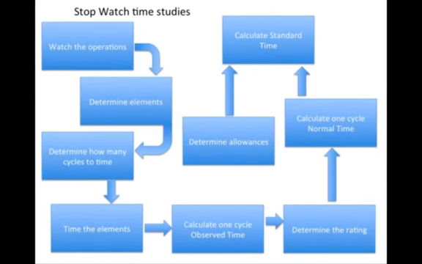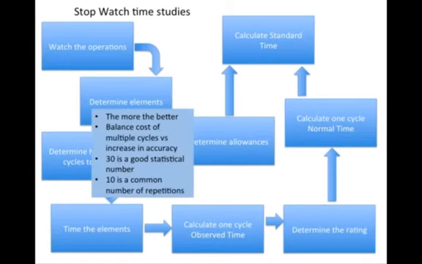After you've done that, you have a list of elements. And the next thing is to determine how many cycles to go through on these elements. In general, the more the better. If you can get 300, that'll be better. But we always want to balance the cost of the number of cycles versus the increase in accuracy. So with 100 cycles watching, you're not going to get a lot more than you would have in 50 or 20.